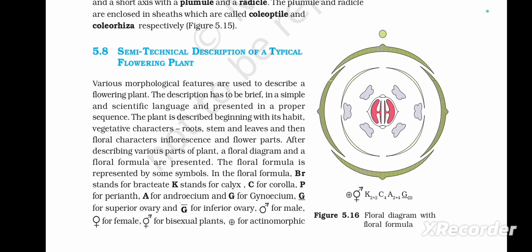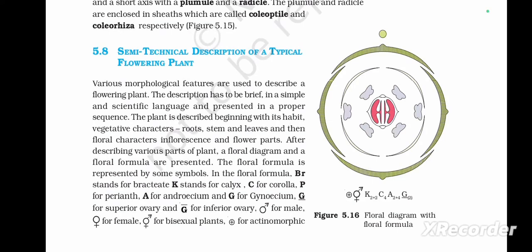Next, semi-technical description of a typical flowering plant. Various morphological features are used to describe a flowering plant. The description has to be brief, in simple and scientific language, and presented in a proper sequence. The plant is described beginning with its habit, vegetative characters, roots, stem and leaves, and then floral characters, inflorescence and flower parts. After describing various parts of the plant, a floral diagram and a floral formula are presented.